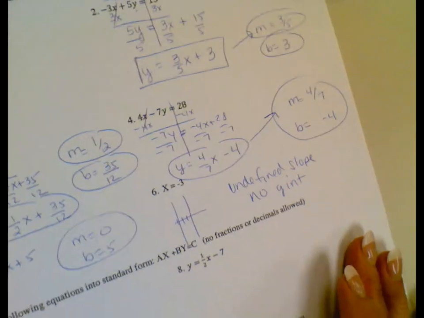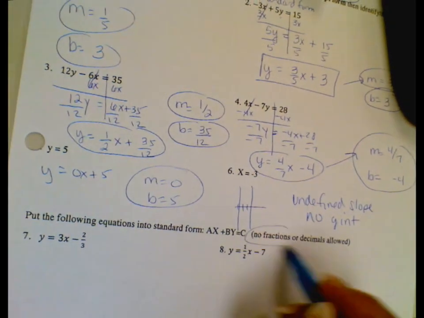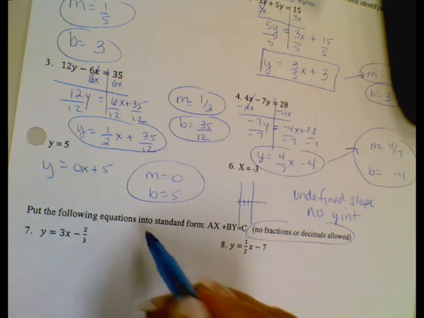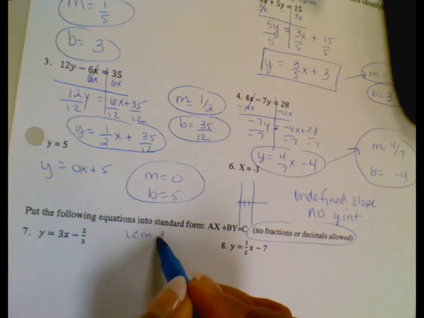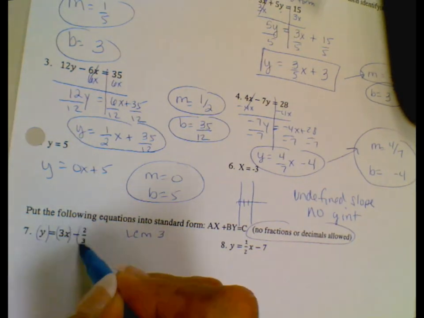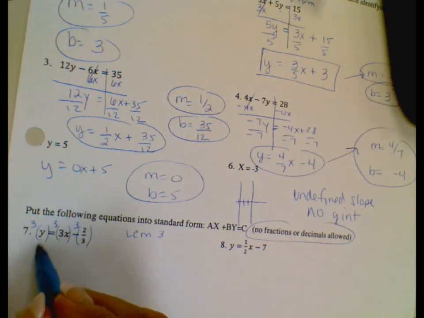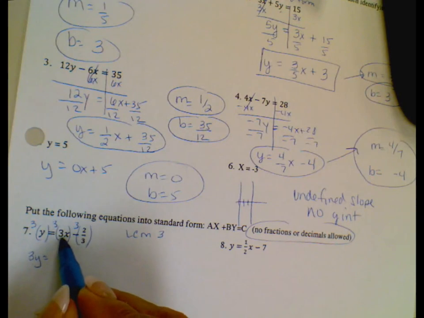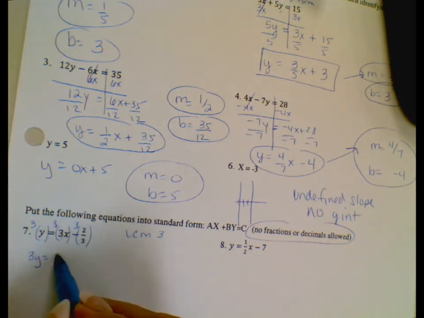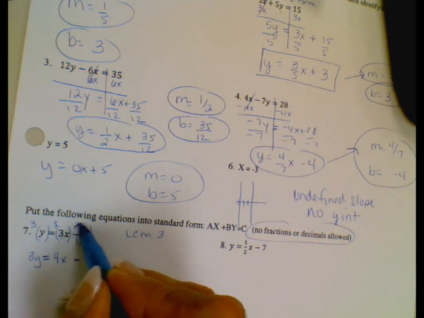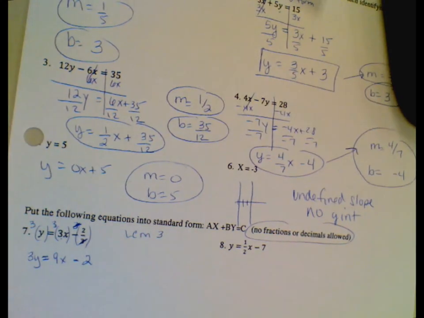Number 7, put the following equations in standard form. No fractions or decimals allowed. How do we get rid of this fraction? What is the LCD or LCM of these three terms? Hopefully you said 3, which means you're going to triple each term in this equation. Nothing cancels this 3 because there's no denominator, so this is 3y. So 3 times 3 is 9x. Now in the third term, this denominator will cancel with the LCD, and you're left with 2.